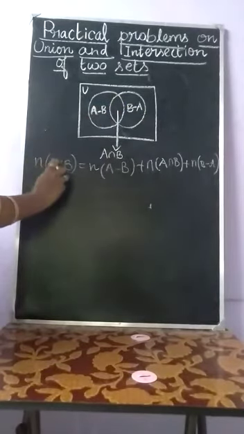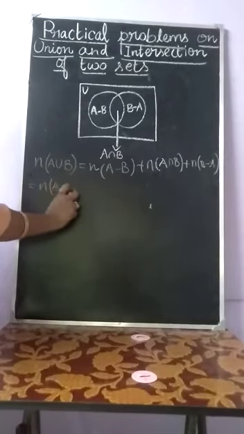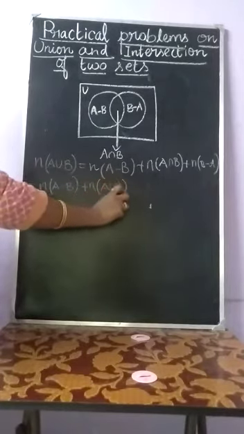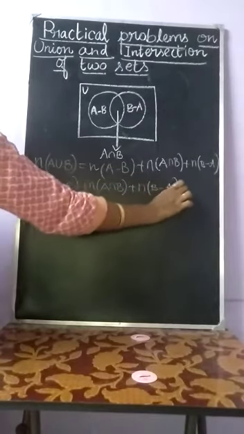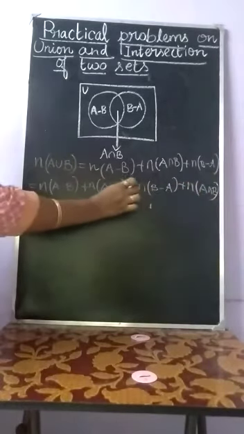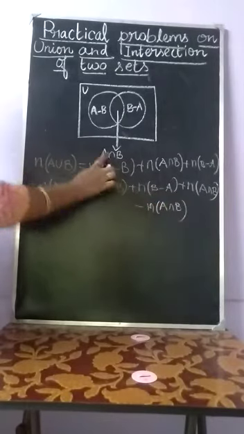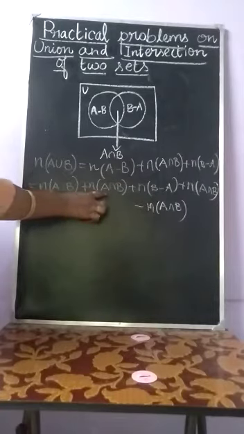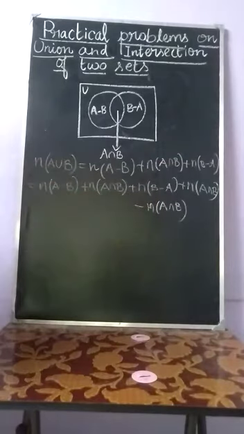Now, we have to write this same value. We have to mention n of A minus B plus n of A intersection B. Okay, then n of B minus A plus n of A intersection B minus n of A intersection B. We write this value the same as n of A minus B plus n of A intersection B plus n of B minus A plus n of A intersection B minus n of A intersection B.